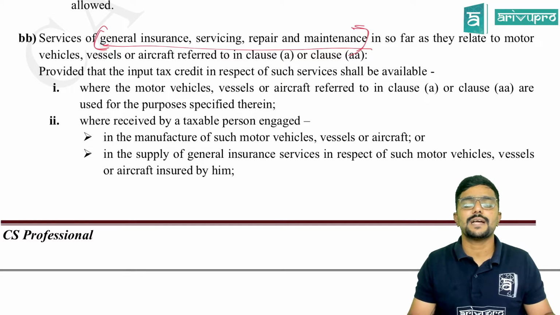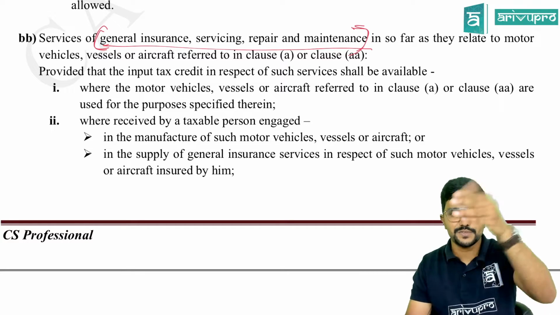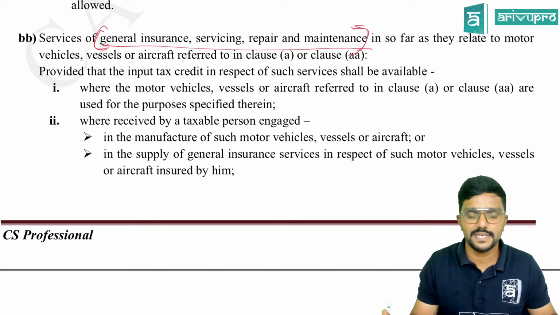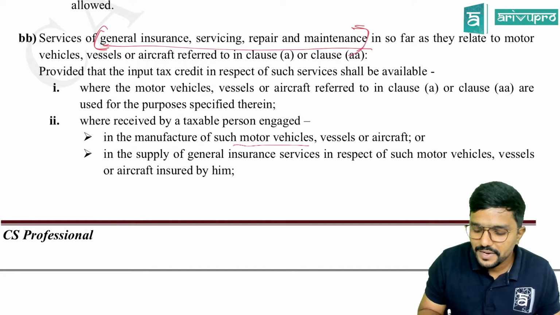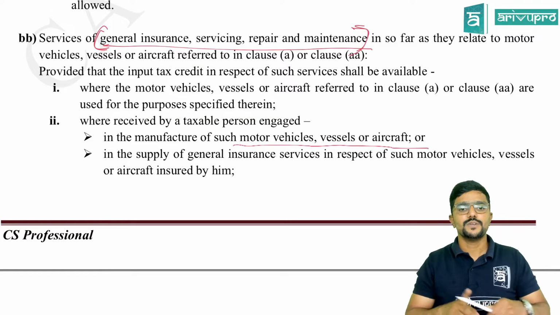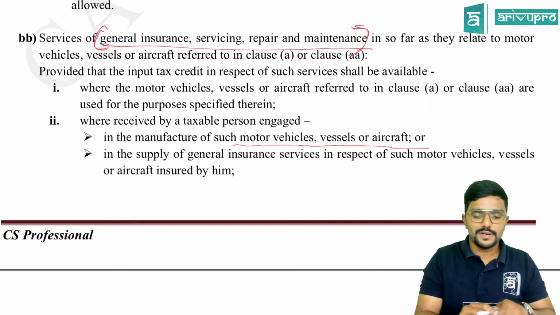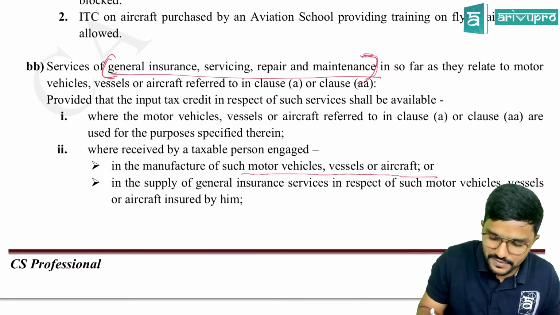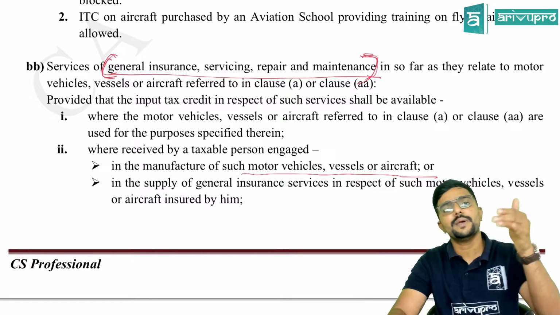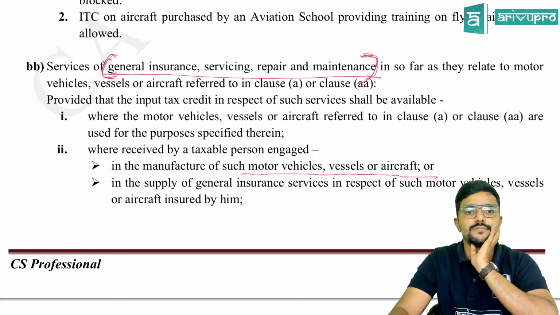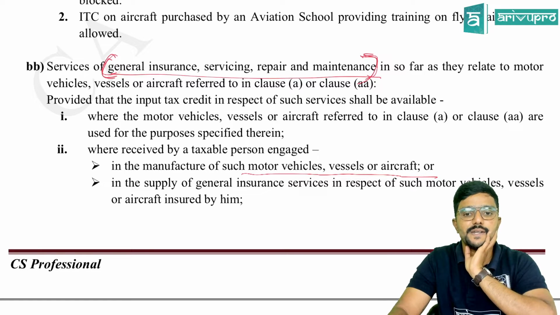Where received by a taxable person engaged, means the three services are received by a person who is engaged in the manufacture of motor vehicle, vessels or aircraft. So if you are a manufacturer of these three things, then if you are receiving any of these three input services, whatever tax you have paid on it, you can claim the credit.